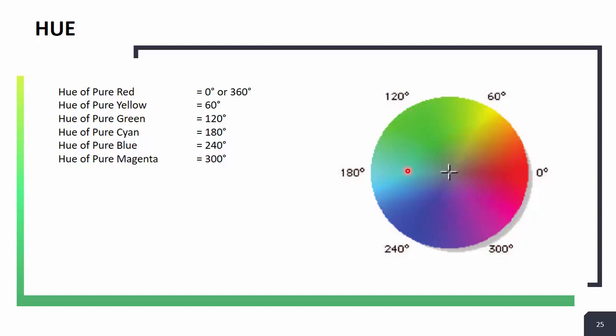Cyan is green and blue. We get cyan at 180. And magenta is a mixture of red and blue. We put magenta at 300 degrees, between 360 and 240. So this is an example of a color wheel, and this is the value of hue according to the color.